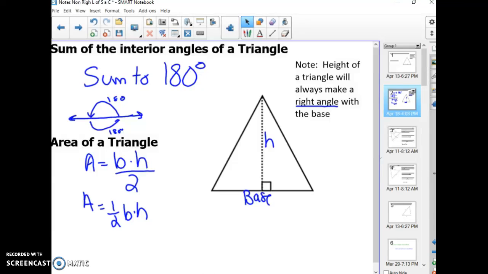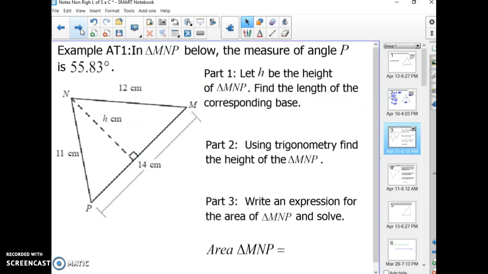All right, so I know with a triangle, the sum of my interior angles goes to 180. The area of a triangle is my base times my height divided by 2. So I'm going to be finding the area using some trig here. So here's the thing. I have this triangle.